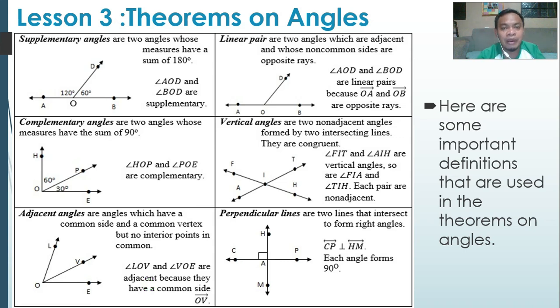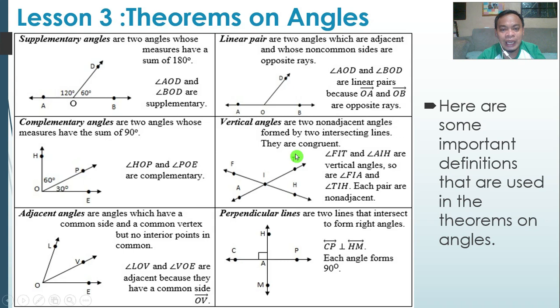A linear pair is two angles which are adjacent and whose non-common sides are opposite rays. Angle AOD and angle BOD are linear pairs because OA and OB are opposite rays. That's why we call them a linear pair.